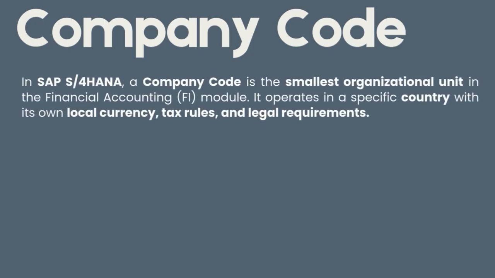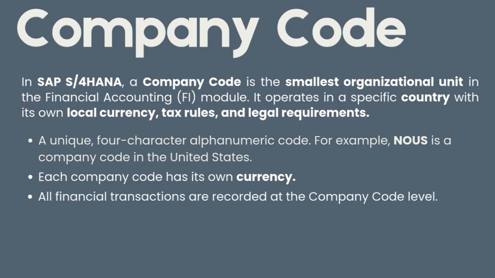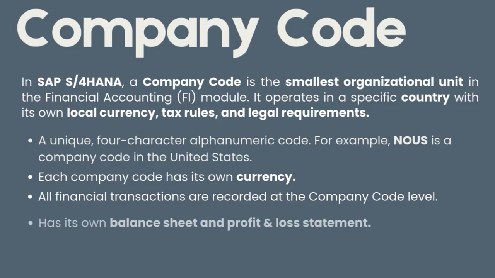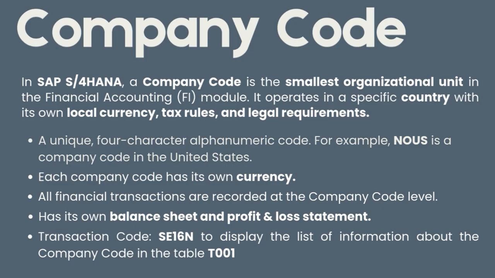Company code. In SAP S/4HANA, a company code is the smallest organizational unit in the Financial Accounting FI module. It operates in a specific country with its own local currency, tax rules, and legal requirements. It is a unique 4-character alphanumeric code. For example, NOUS is a company code in the United States. Each company code has its own currency. All financial transactions are recorded at the company code level. It has its own balance sheet and profit and loss statement. Use transaction code SE16N to display the list of information about the company codes in table T001.